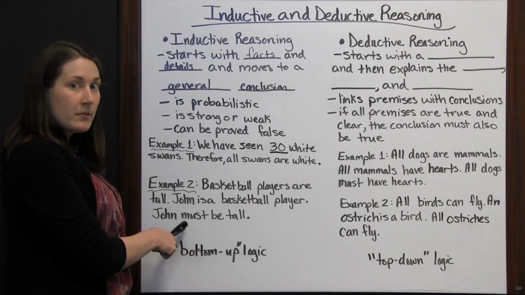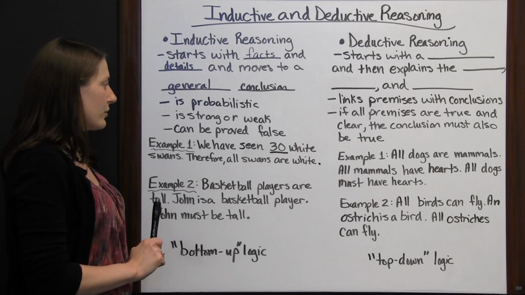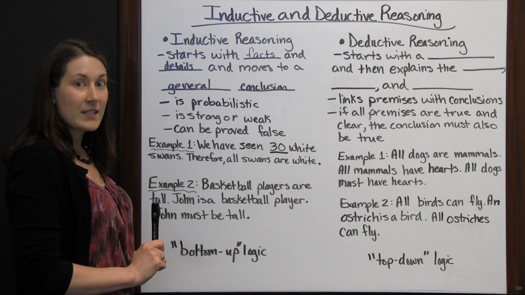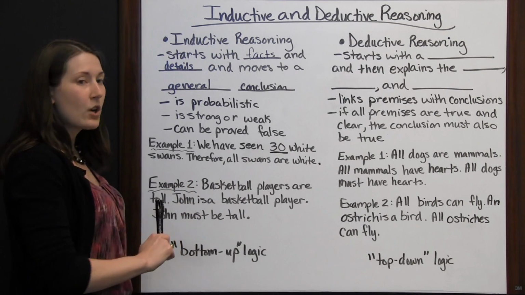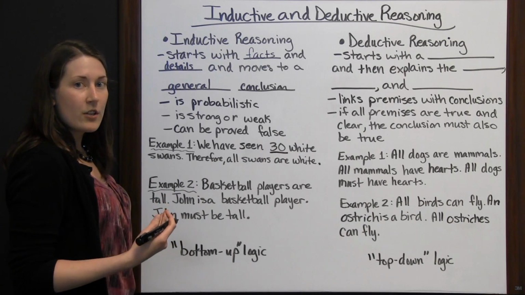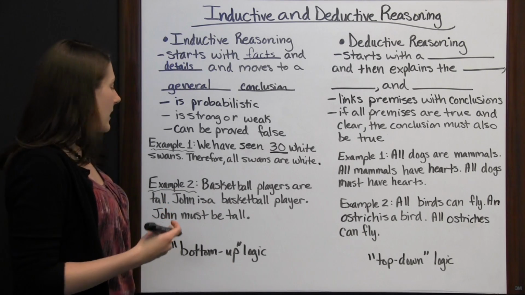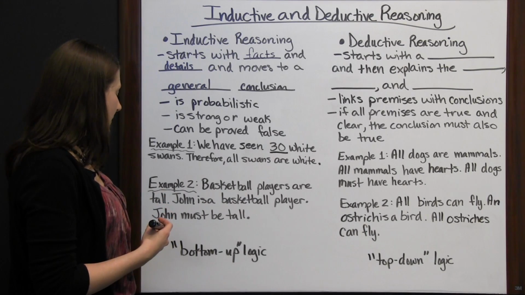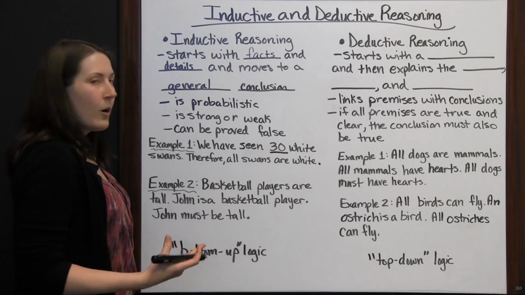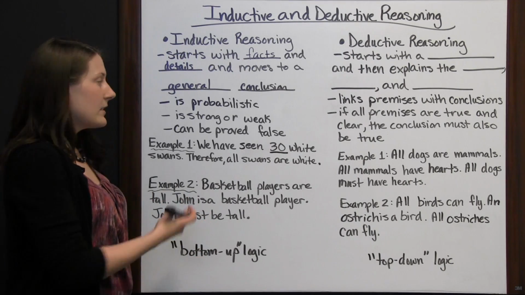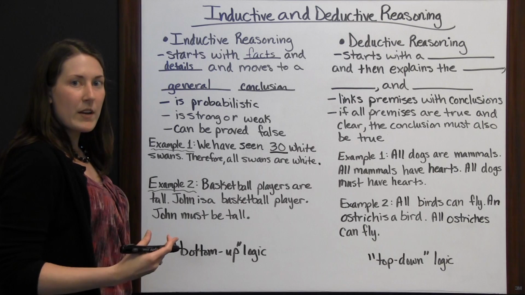It's very probable, so this one would be a stronger conclusion than our one about the white swans, but we don't know John. John could be short. John could just be really good at making goals. That doesn't mean that he is going to be a tall person. So it's probable, it's a stronger conclusion, but we don't know for sure.